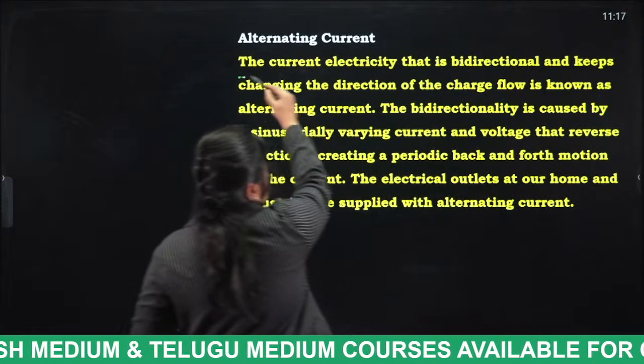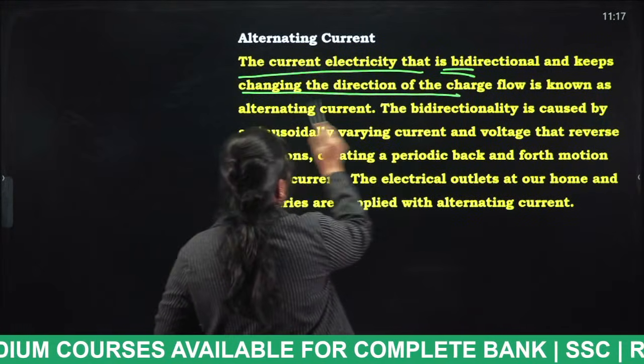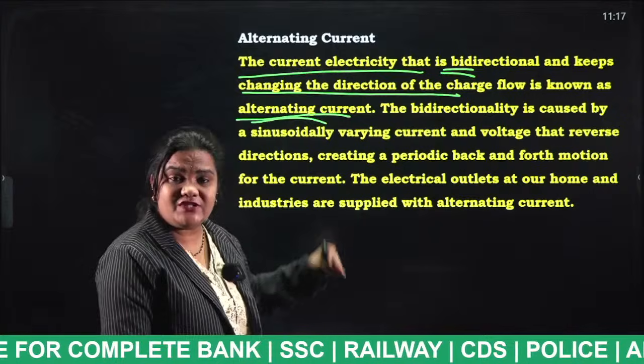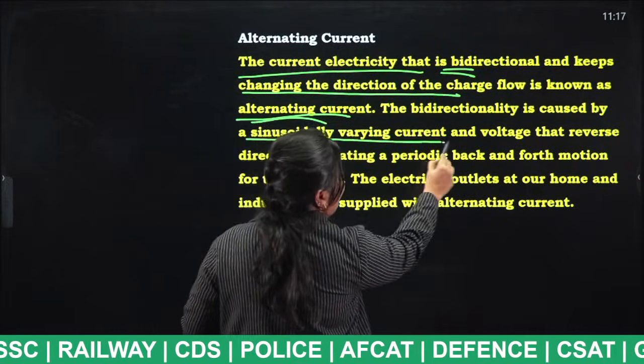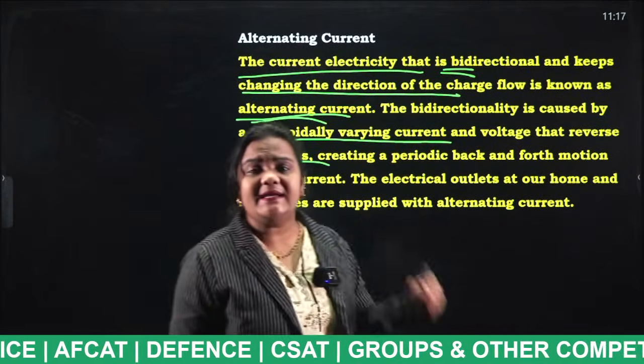The current electricity that is bidirectional and keeps changing the direction of the charge flow is known as alternating current. So why is that bidirectional? That bidirectional is caused by sinusoidally varying current and voltage. So why alternating current?